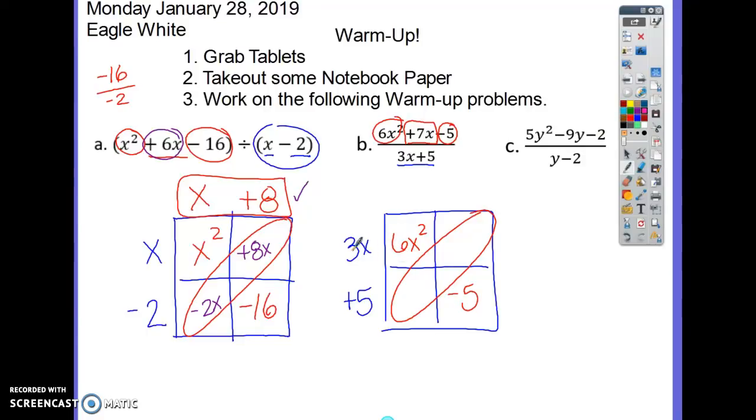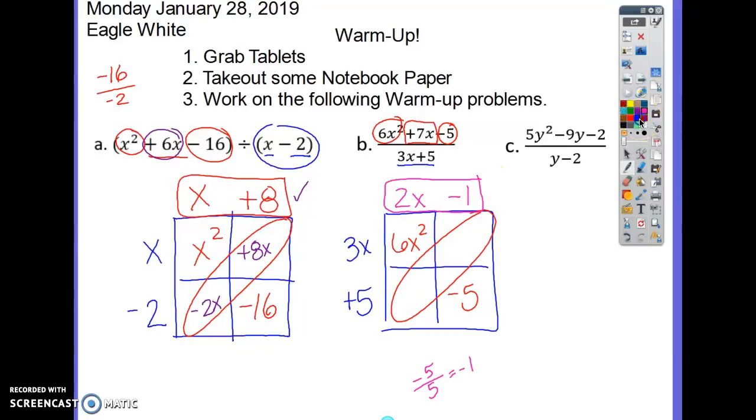What's 6 divided by 3? 2. And then x squared divided by x is x. 3x times 2x is 6x squared. Then we're going to divide the negative 5 divided by 5. In the calculator, that gives you a negative 1. So this is my final answer.